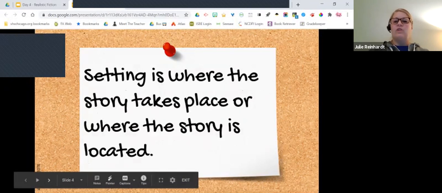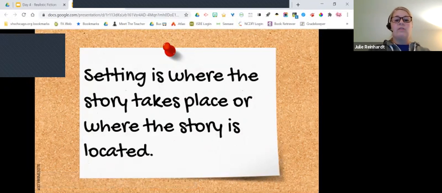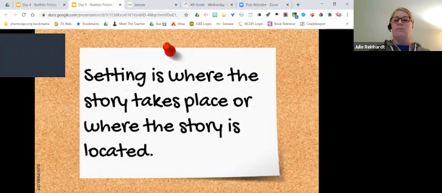This is a definition of setting. Setting is where the story takes place or where the story is located. What does that mean? Where it takes place? That might be a town. That might be a location such as the swimming pool or the lake. It might be within your house. Maybe my whole entire realistic fiction story takes place in my bedroom. It could be any of those places. So the setting is where it takes place or where it's located.